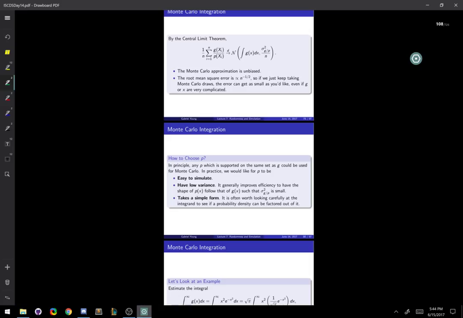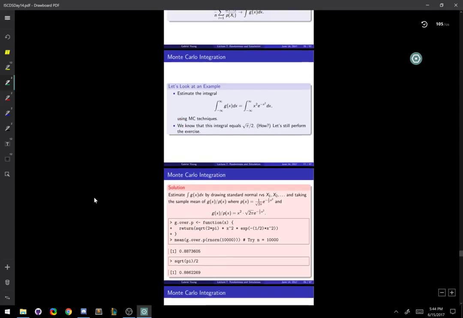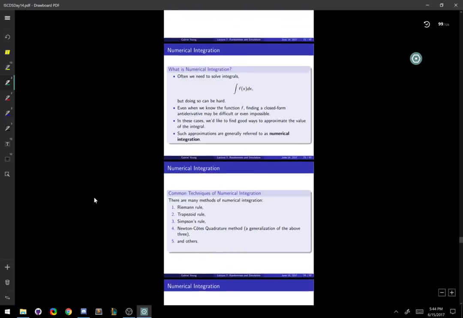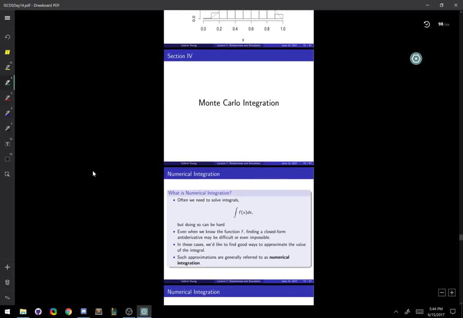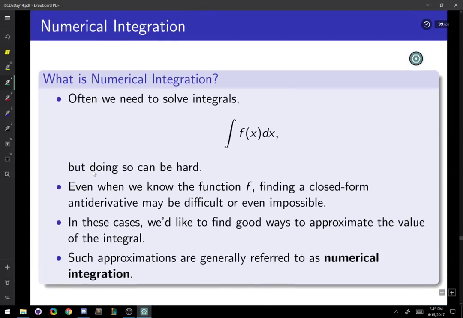Let's talk about Monte Carlo integration. And this is a fascinating topic, and unfortunately you have to have some knowledge of integration to appreciate this. But first of all, we're going to deviate from what we were talking about before. We're going to talk about the notion of an integral for a minute.